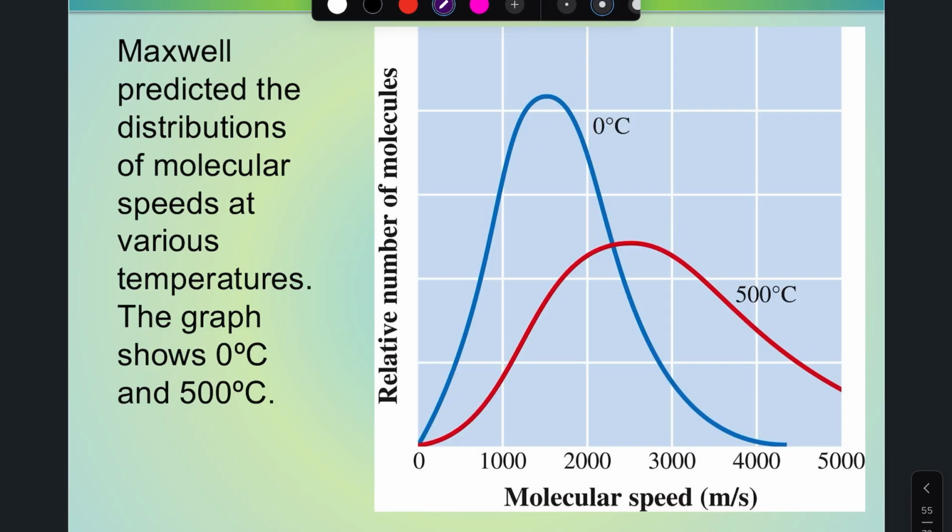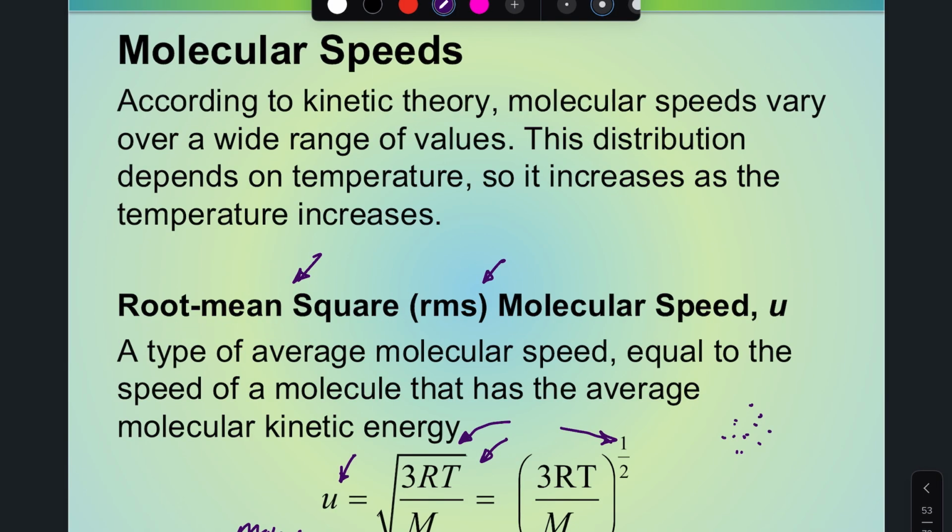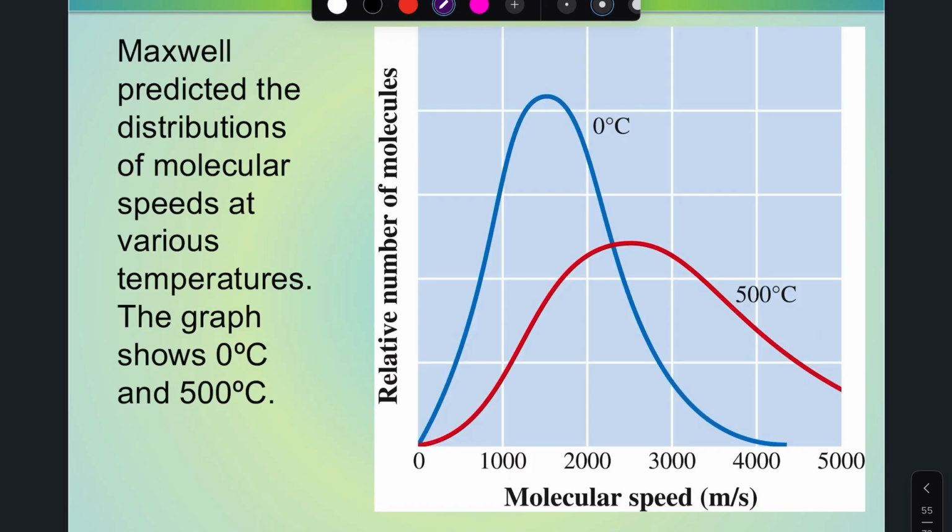So there was a guy named Maxwell, and he was doing some predictions on these gases. Basically, the distribution of the speeds is going to be dependent on the temperature ranges, and that's what we're showing here. So at 0 degrees, this is what the expected distribution is. Some of the atoms are going to be at 0, very few. Some are going to be around 4,000 meters per second, but the majority are going to be right in the center, around maybe 1,500 meters per second.